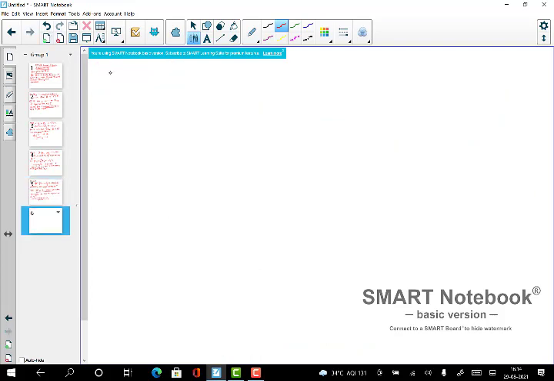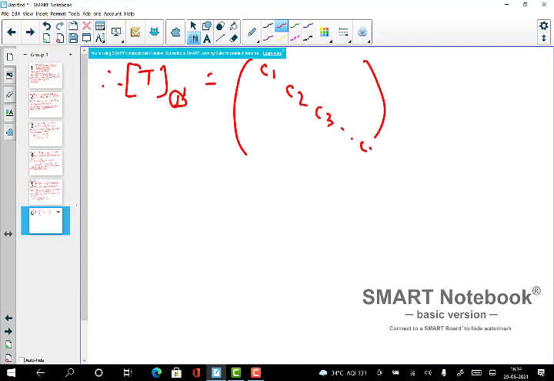Thus the matrix representation of T with respect to this basis beta dash will be of the form c1 in the first position, then c2, then c3, and so on up to cn. Other than that everything is 0, right? And see, this is a diagonal matrix. So this completes the proof.